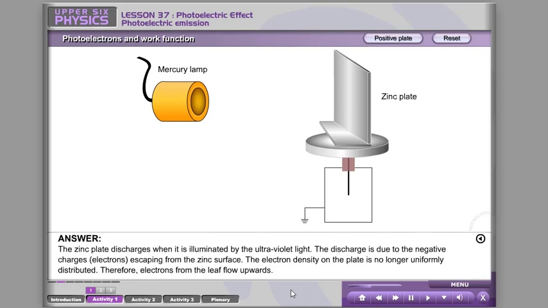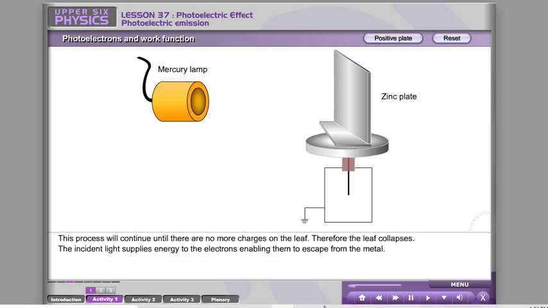The discharge is due to the negative charges, electrons, escaping from the zinc surface. The electron density on the plate is no longer uniformly distributed. Therefore, electrons from the leaf flow upwards. This process will continue until there are no more charges on the leaf. Therefore, the leaf collapses. The incident light supplies energy to the electrons, enabling them to escape from the metal.